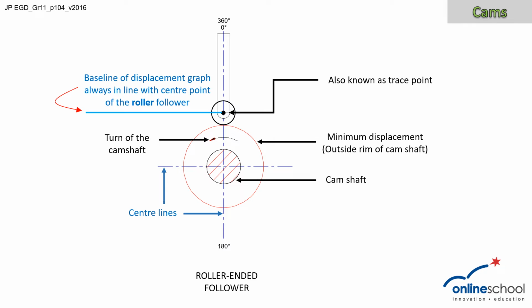With the same scenario, but in this case we now have a roller-ended follower, we see that we are focusing on the center point of the roller follower. So the same rules and projections and constructions apply, except now we are not working with the tip of a wedged-ended follower. We are working from the center point of the circle for our roller follower. Therefore, our projection from the center of the roller follower is going to go out to our displacement graph, and that will serve as the minimum displacement of the roller follower on our graph of displacement.